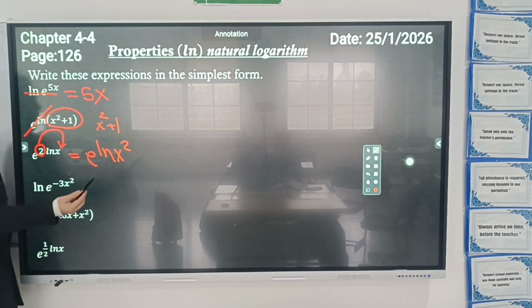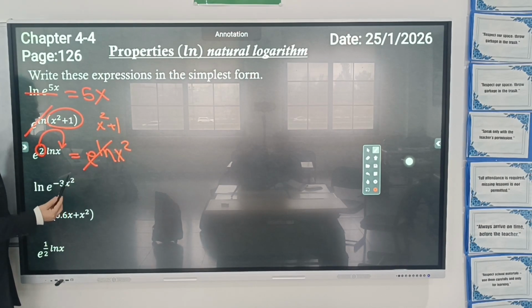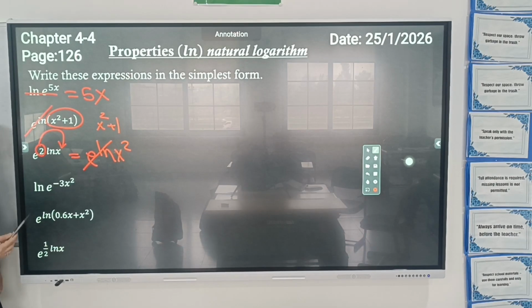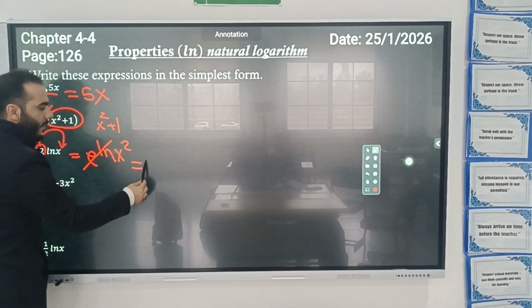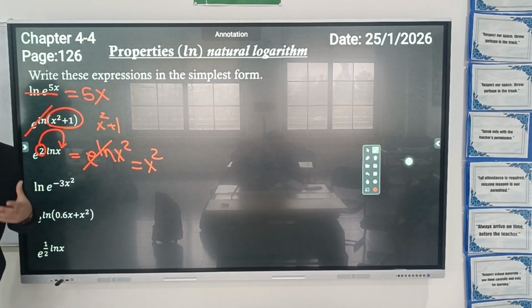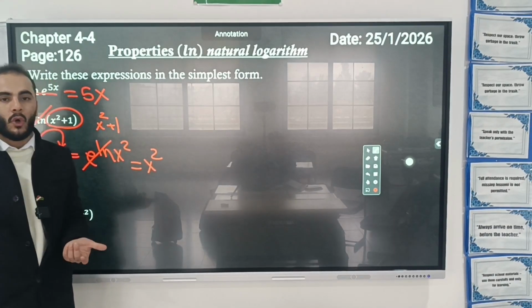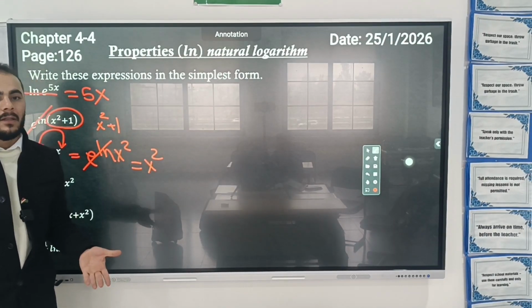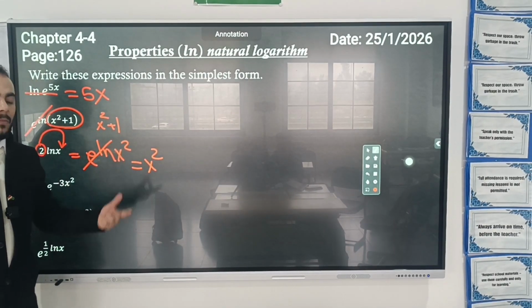Right now, just like we already said, e and ln will cancel out each other. What will remain? X powered by 2. I did not ask you to find the value of x or solve it. That's why leave it. X squared, that's it. That is the simplest form.